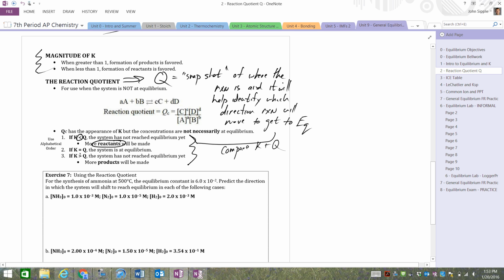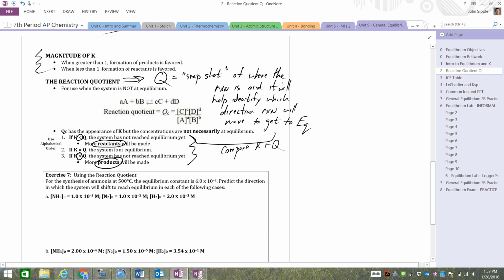Same thing with K and Q. If K is greater than Q, guess what? You need to make more products, because then Q will come up to K and reach equilibrium. Okay? A lot of K going on here. So, good?